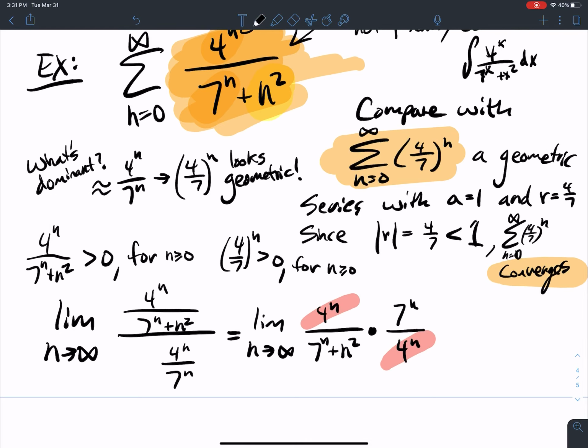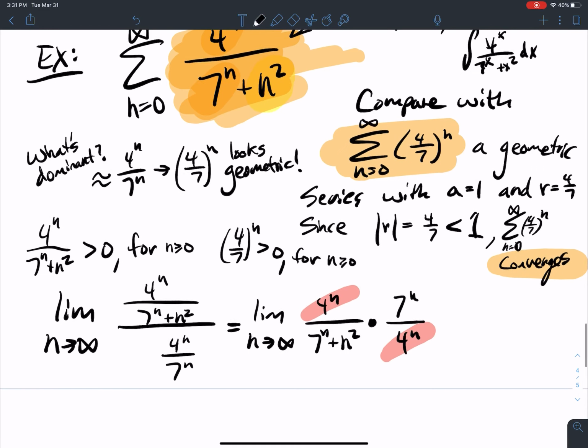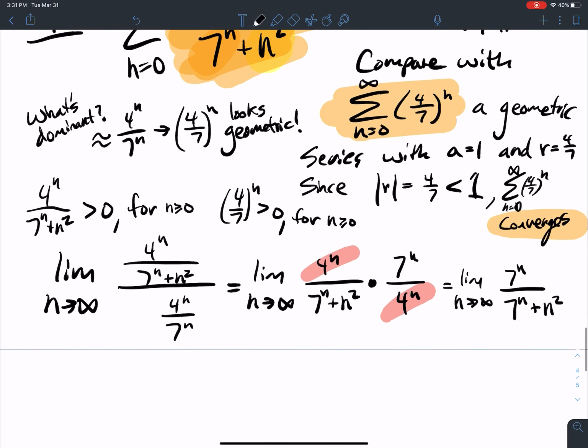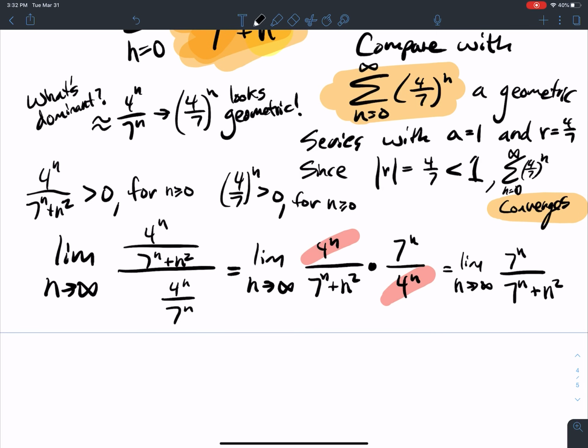So what do I get here? I get the limit as n goes to infinity of 7 to the n over 7 to the n plus n squared. Now, when I look at this, it looks like it behaves very similar in the numerator and the denominator as n goes to infinity. So I'm thinking that this limit's going to be 1, but I can use a little bit of algebra here.